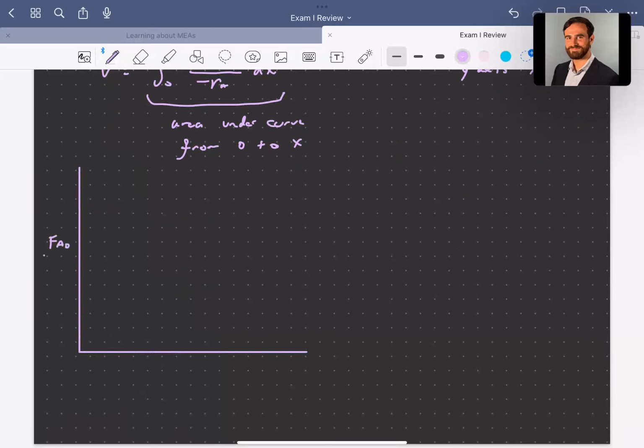Okay, so here, let's draw one of these Levenspiel plots. So we have, again, FA naught over minus RA as the y-axis and conversion as the x-axis. So I'll draw this, say, for a positive order reaction. So the shape here depends on the rate expression.